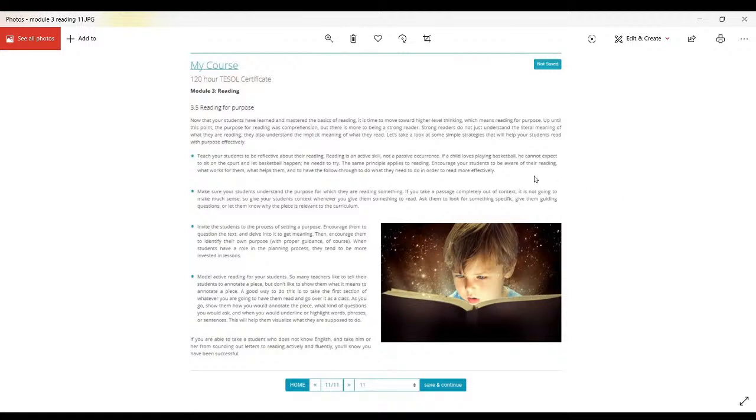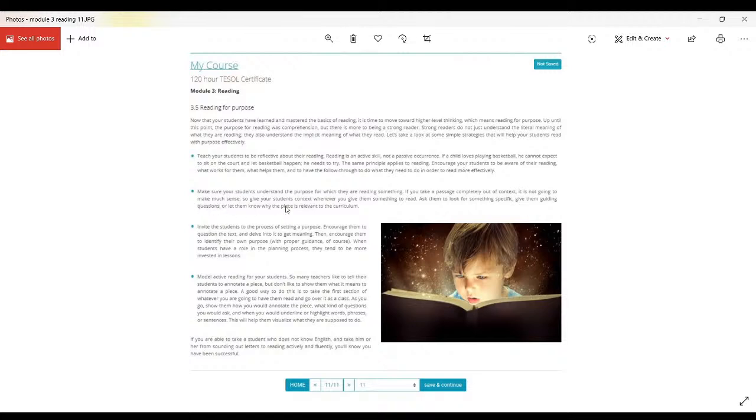If a child loves playing baseball, he cannot expect to sit on the court and let basketball happen. He needs to try. The same principle applies to reading. Encourage your students to be aware of their reading, what works for them, what helps them, and to have the follow through to do what they need to do in order to read more effectively.